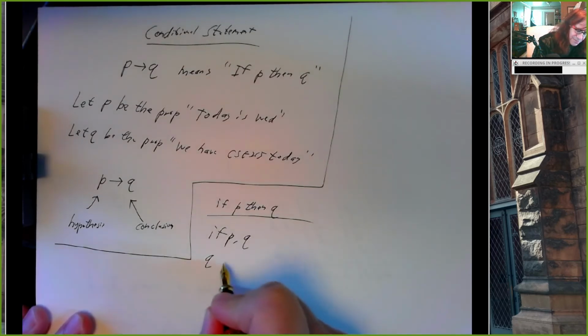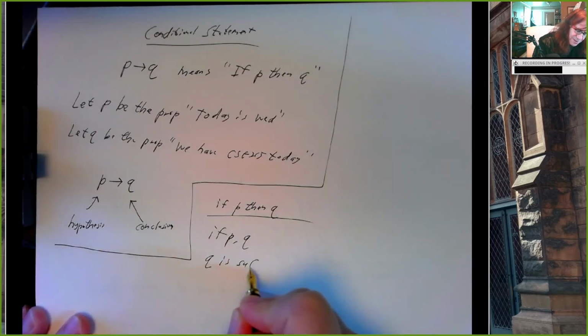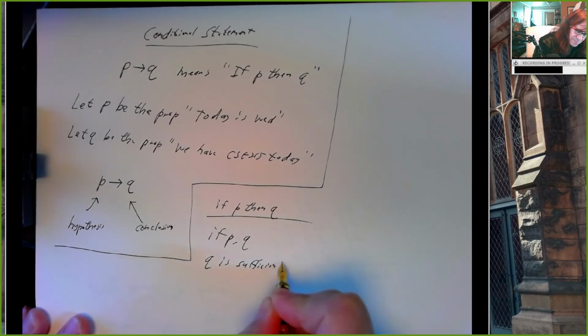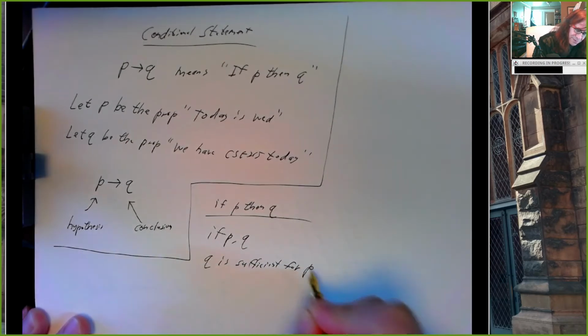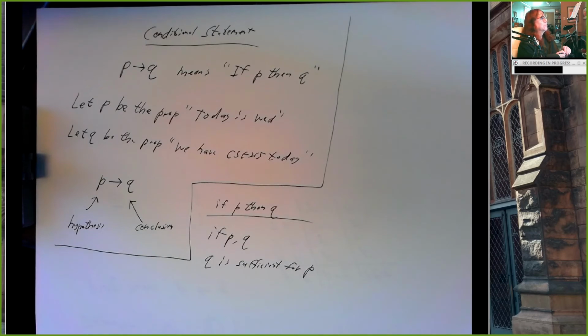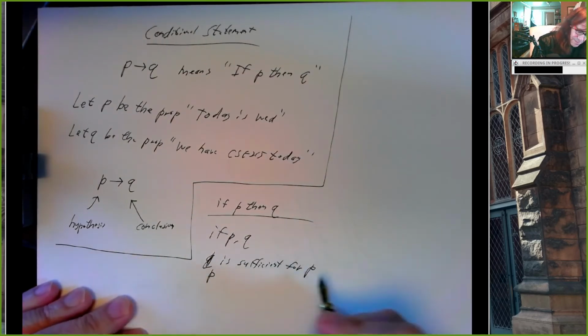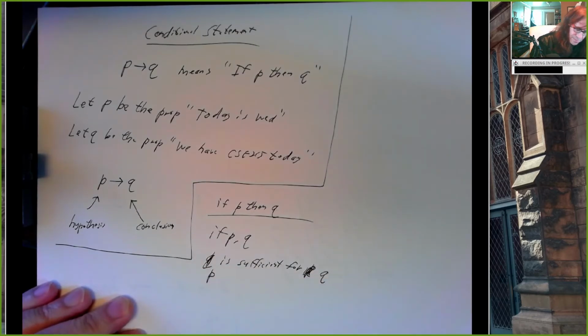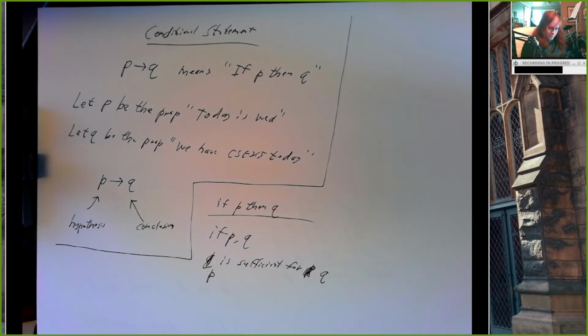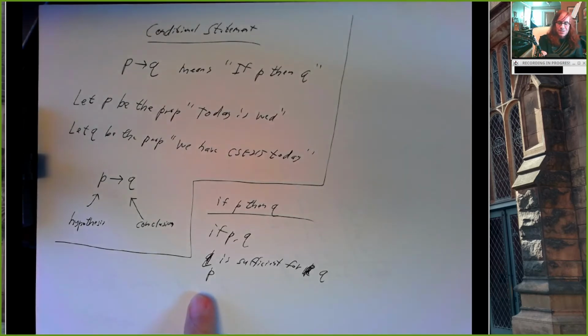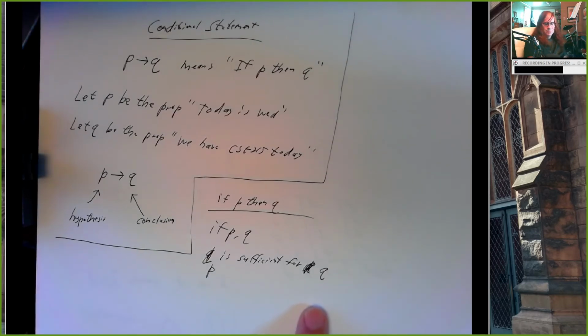Here's a bit of an odd one. Q is sufficient for P. So what does that mean? Sorry, I did that backwards. P is sufficient for Q. Having today be Wednesday is a sufficient condition for our having class today. Right? That's the only thing that has to be true to guarantee that Q is true.